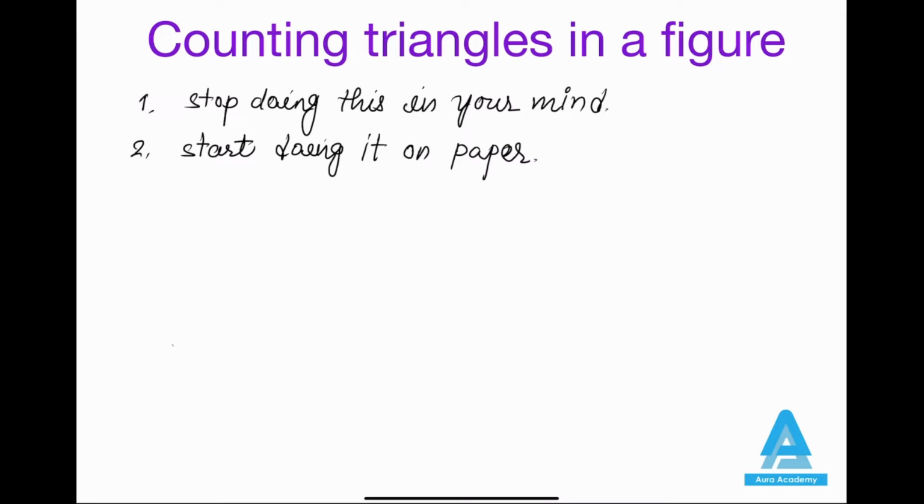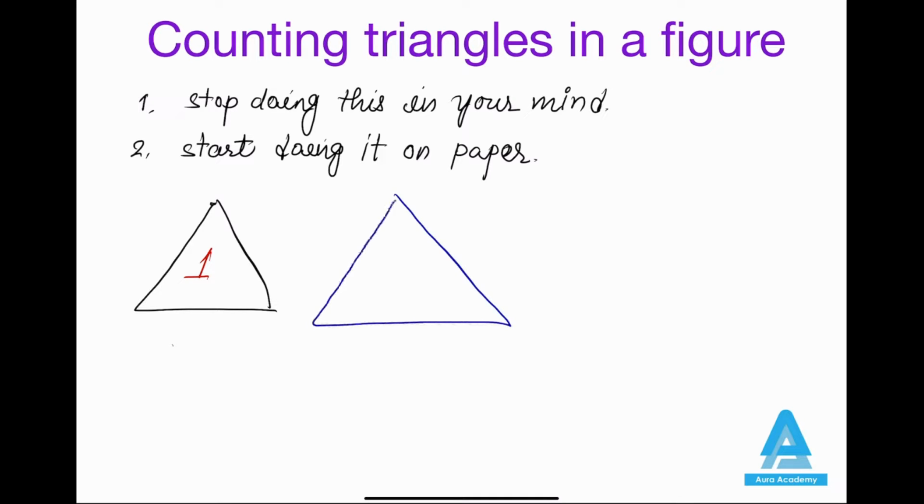Now let's discuss. Suppose this is your triangle. Then how many triangles are there? Only one, right? There is only one triangle here. Okay, now suppose this is your triangle, and let's say this and this. Then how many triangles are here?